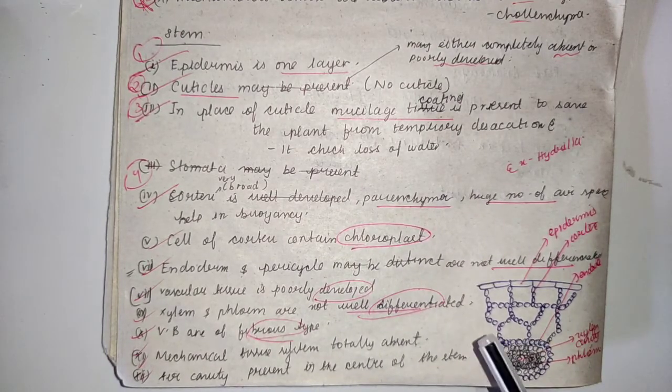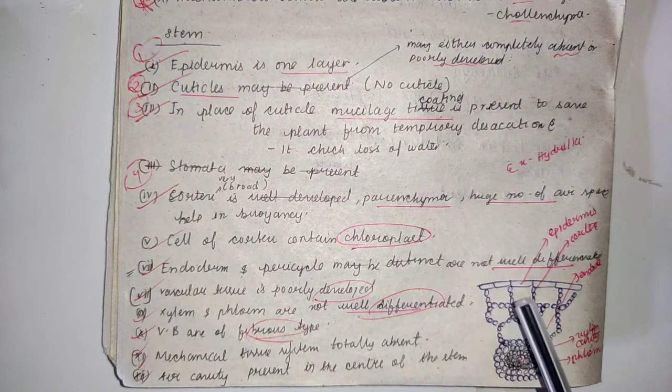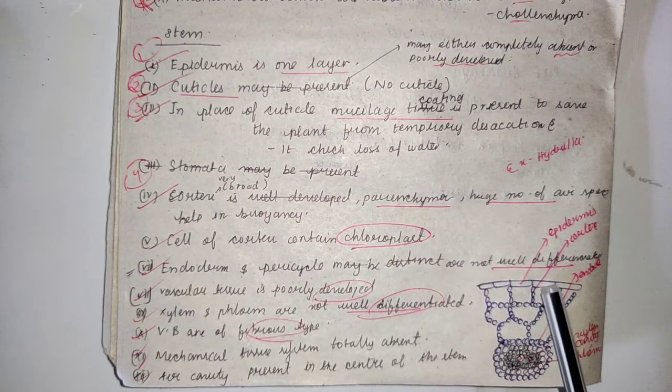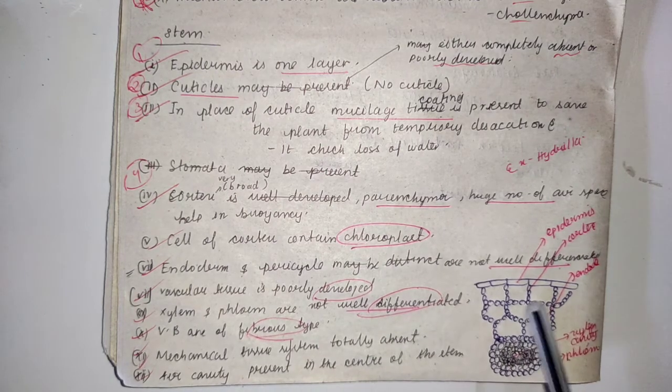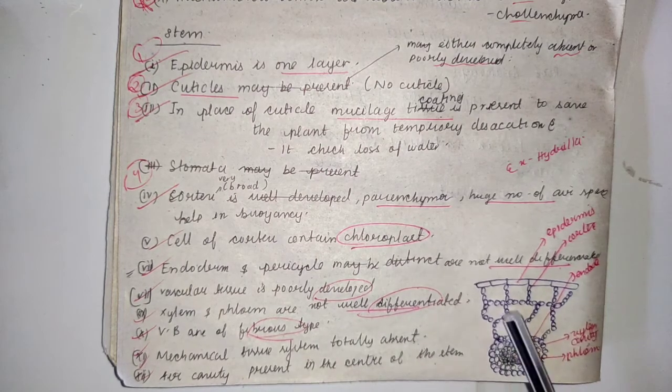We learned that in the root of the submerged hydrophytes, the chlorophyll is present in the epidermis, but the chlorophyll or the chloroplast is present in the cortex in the stem of the submerged hydrophytes.